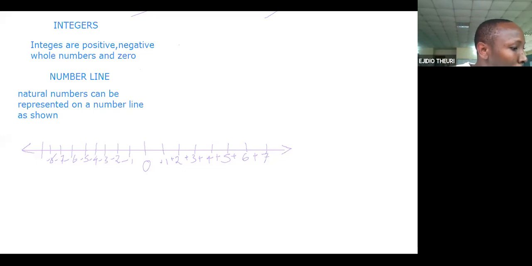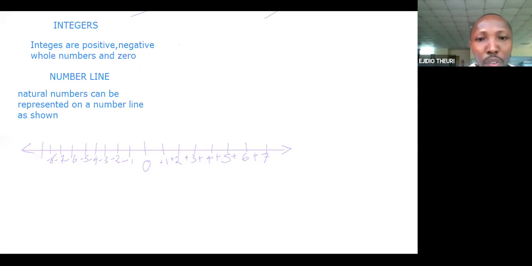So, a number line has got so many uses. It can be used to do so many things. Before we move out of this, I'll show you how we can use a number line to add. So we are going to do operations of integers using a number line. The operations of integers.